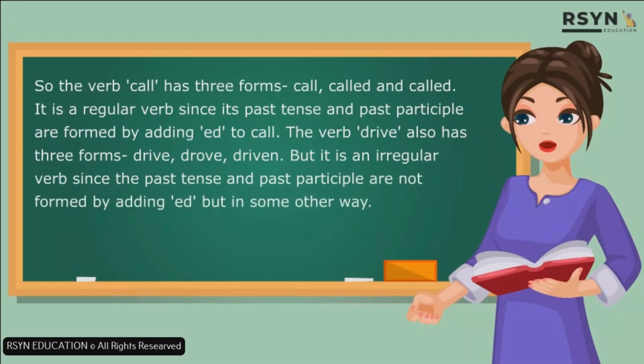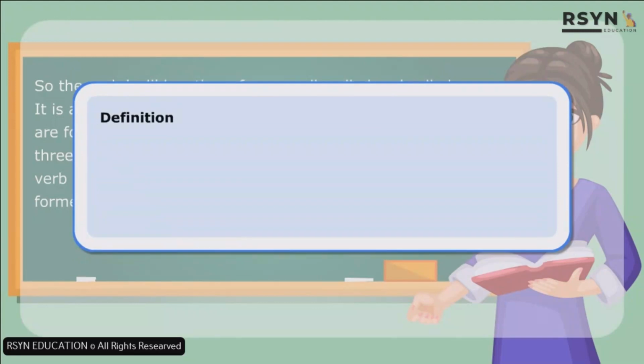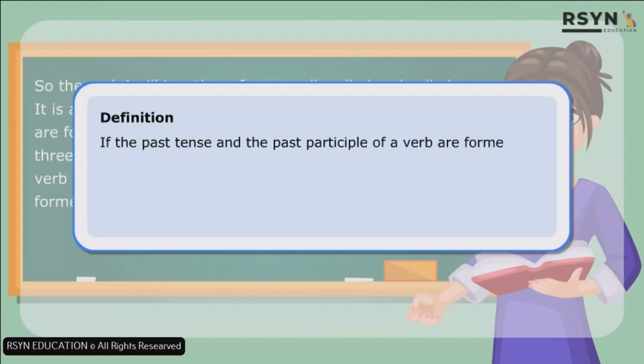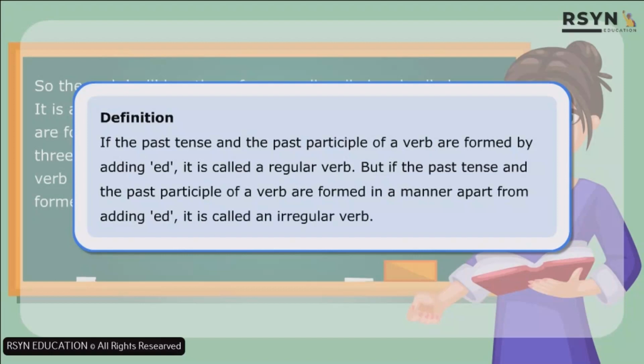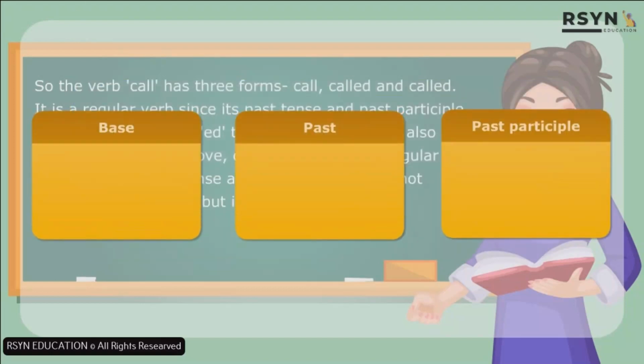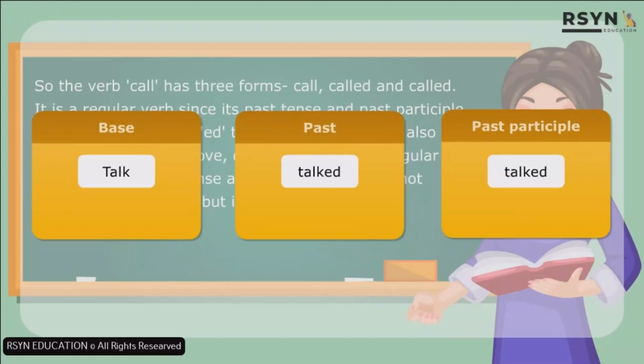Definition. If the past tense and the past participle of a verb are formed by adding ed, it is called a regular verb. But if the past tense and the past participle of a verb are formed in a manner apart from adding ed, it is called an irregular verb. Example for regular verb. Talk, base. Talked, past. Talked, past participle. Stop, base. Stopped, past. Stopped, past participle.